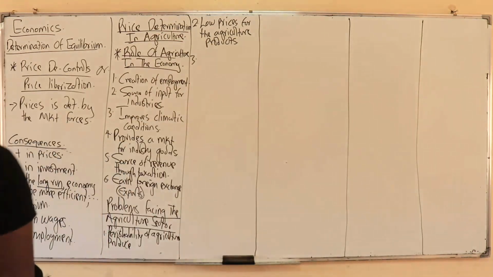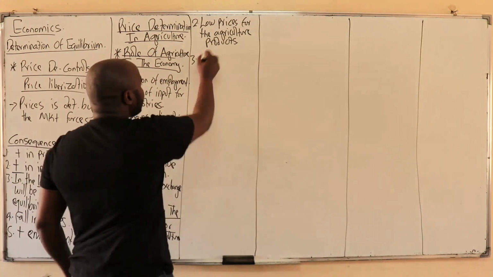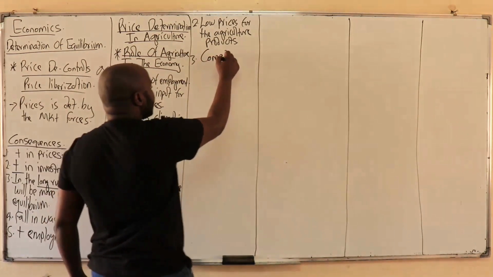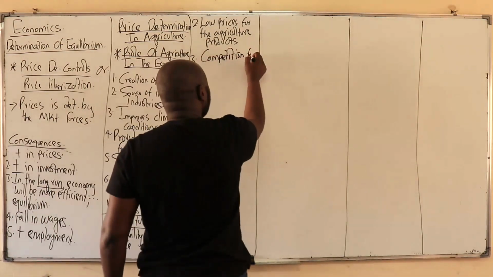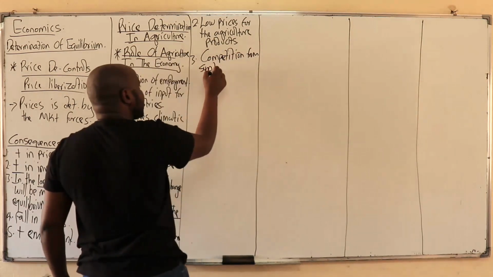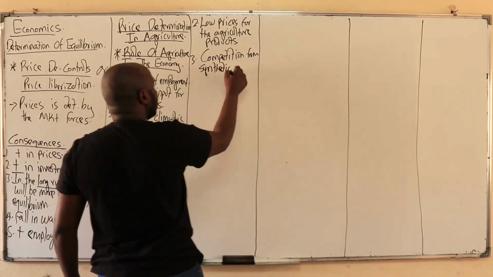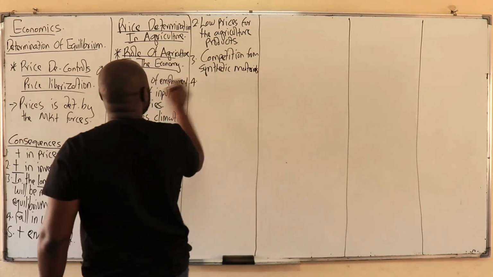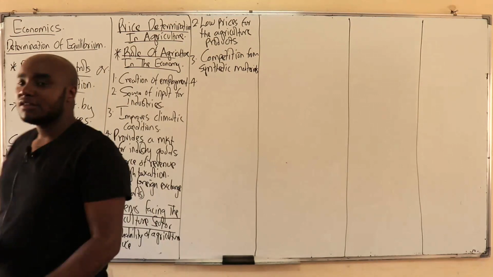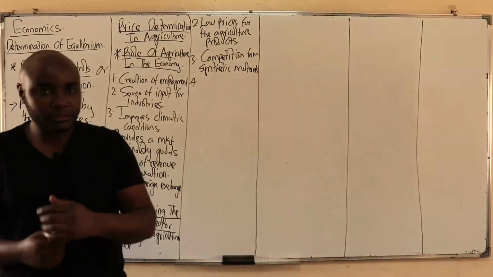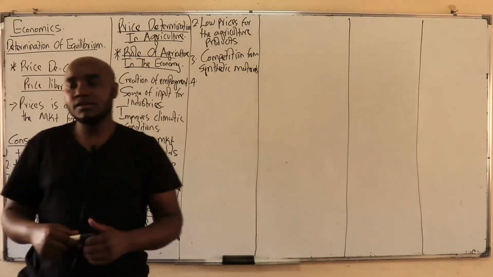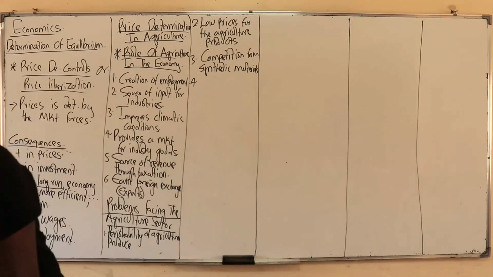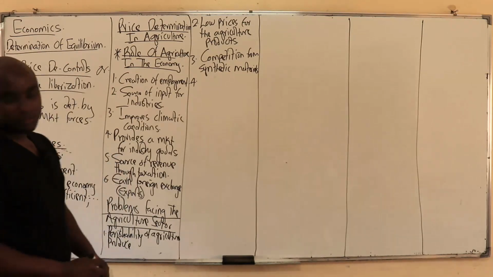Then competition from synthetic materials. For instance, there is a vast discussion about the issue to do with GMOs. Then the next one is seasonal production.